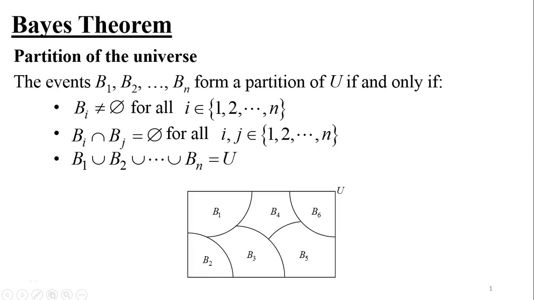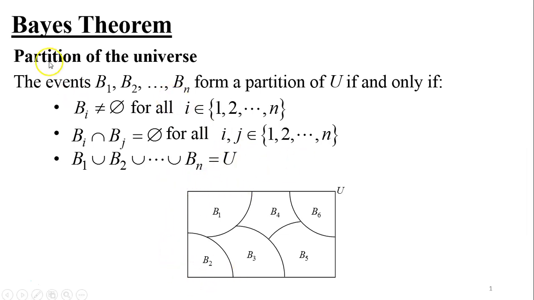In this lesson, we're going to go through Bayes' theorem. But first, let's start by defining what a partition of the universe is. Now, if we are given the universe U of a certain random experiment, and if we define n events, B1 till Bn, that form a partition of U. What does it mean that these n events form a partition of the universe U?